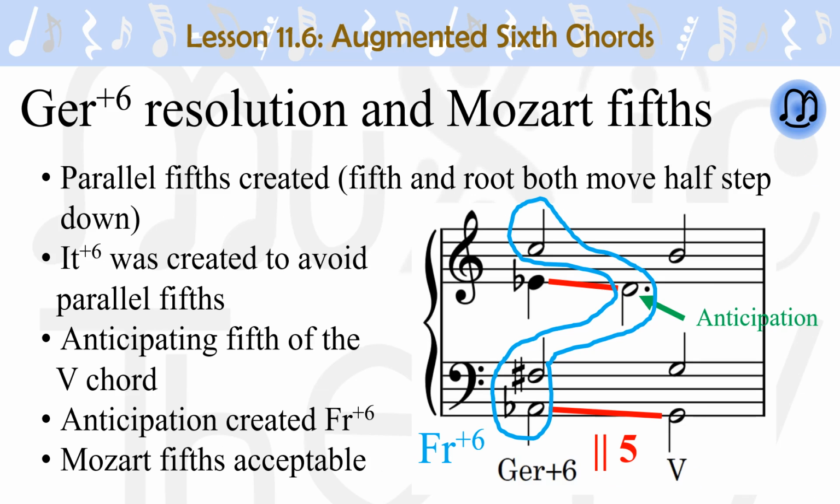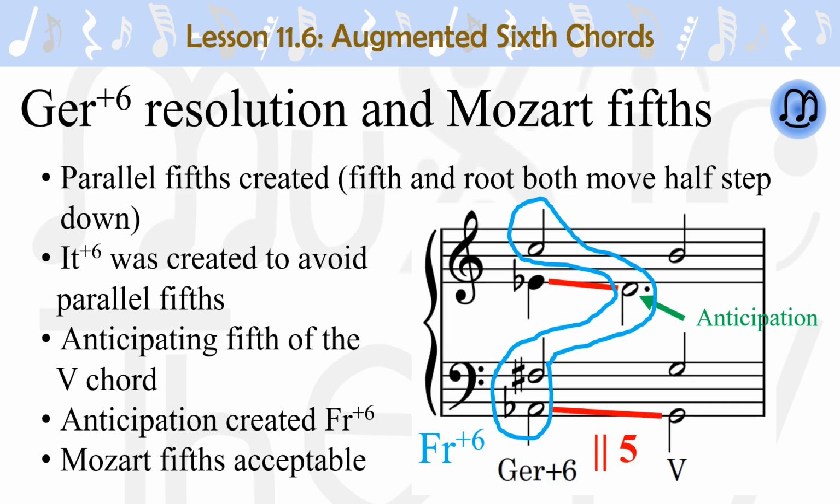When a German augmented sixth chord resolves, parallel fifths are created because both the fifth and the root move a step down. In the example shown, the parallel fifths between the bass and alto are marked in red. To avoid these parallel fifths, composers created the Italian augmented sixth chord.